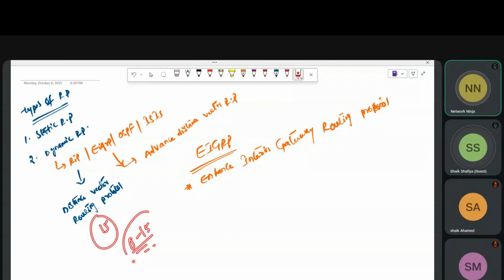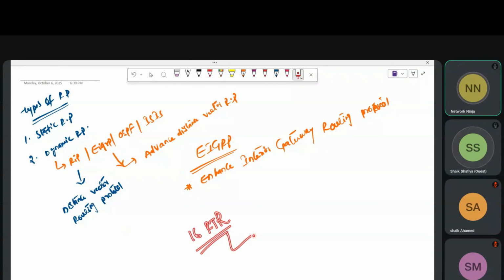So it is going to take the packet from 0 to 15, which means 16 routers only. After the 16 routers, the packet is going to be dropped. This is the default behavior of RIP.